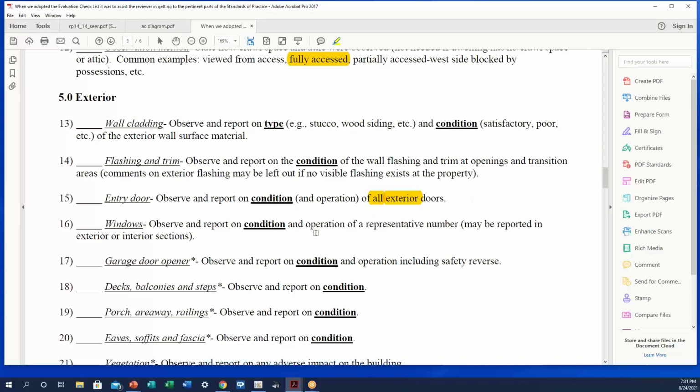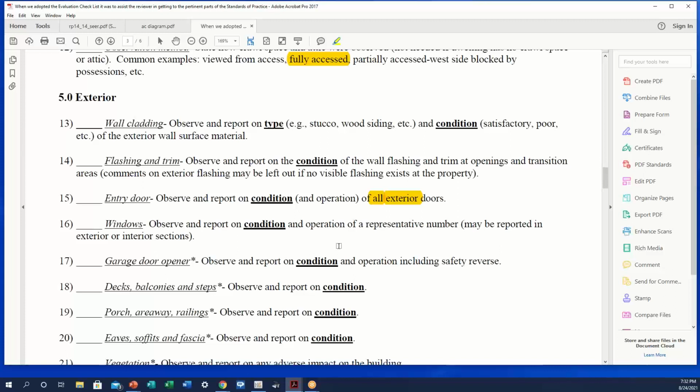Windows. Observe and report on the condition and operation of a representative number. Well, now we're back to this. Representative number may be reported in exterior, interior sections. I have that in the interior and the exterior, so I can make sure I don't miss anything. Now, a representative number, would that be like one per room? That's what it means. Yeah, one per room. So if I'm in the living room and it has 2 windows, could I just ignore one of the windows? That's what it means. You could get away with it. That's what it means, everybody.